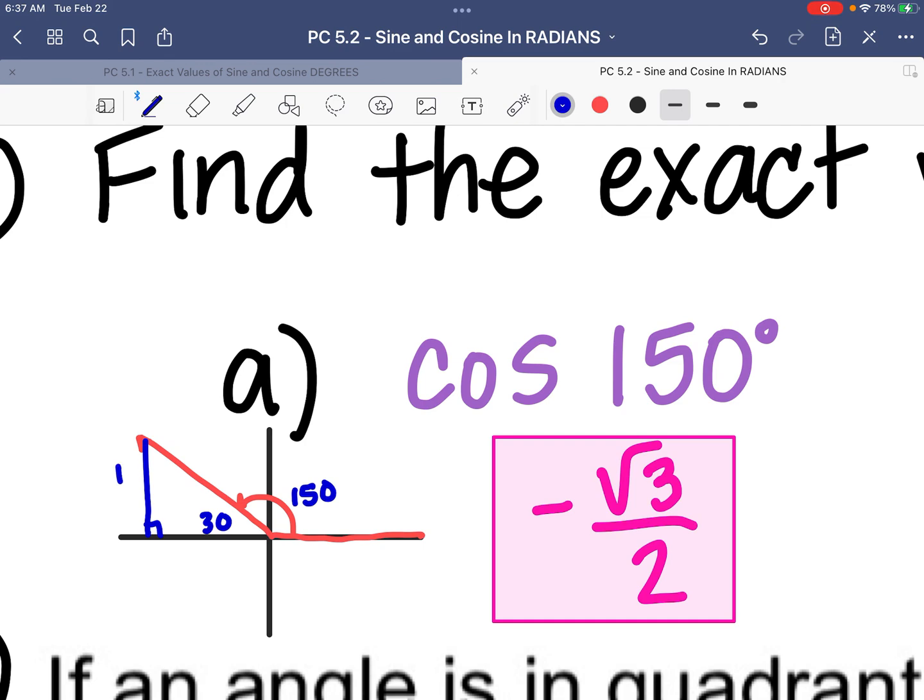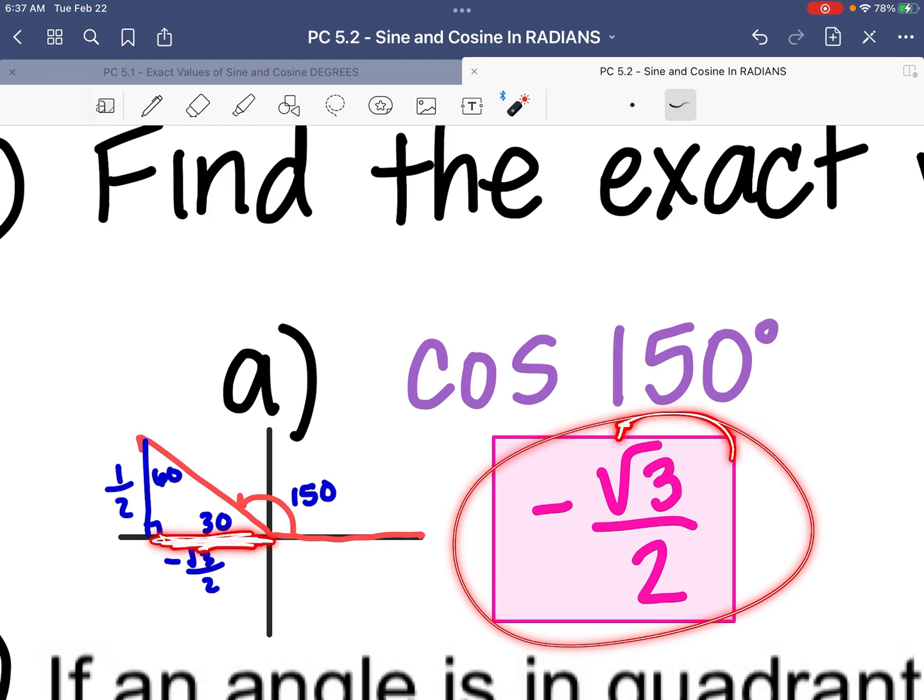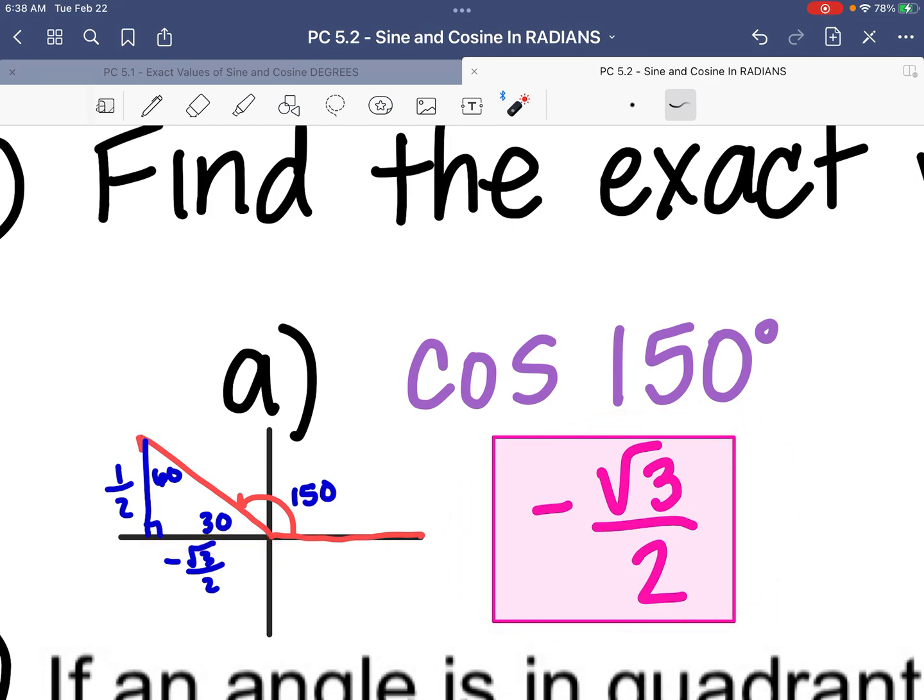Opposite 30 degrees is your 1/2. Opposite the 60 is the root 3 over 2, but since we're in the second quadrant, the x is negative. And remember, x is your cosine, and that's how we get negative root 3 over 2.